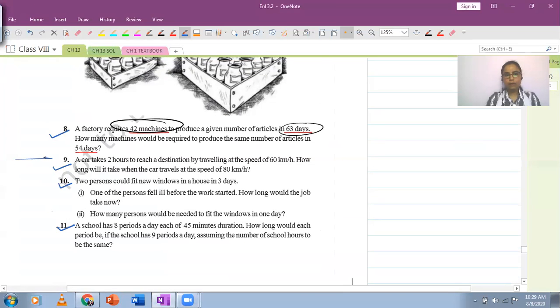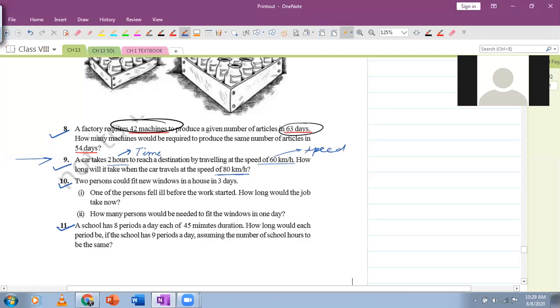The next question that we have is question number 9. A car takes 2 hours to reach a destination by traveling at the speed of 60 kilometers per hour. How long will it take when the car travels at a speed of 80 kilometers per hour? So earlier the speed was 60 kilometers per hour and the time taken is 2 hours. So this is the time taken and this is the speed. In the second case, they are saying the speed is now 80 kilometers. The speed is increased. What will happen to the time taken? The time will decrease. That means there is inverse proportion.